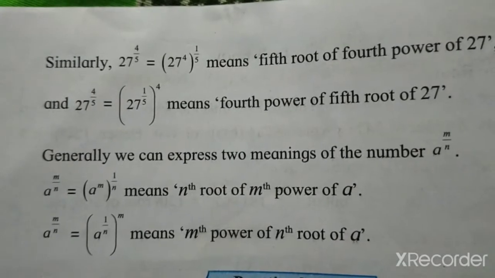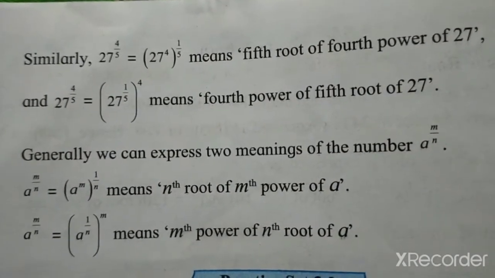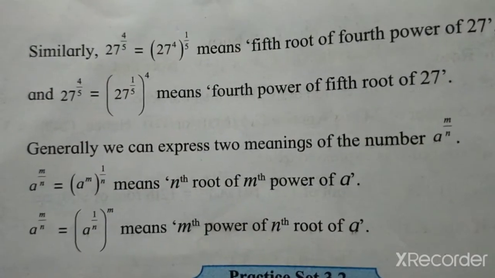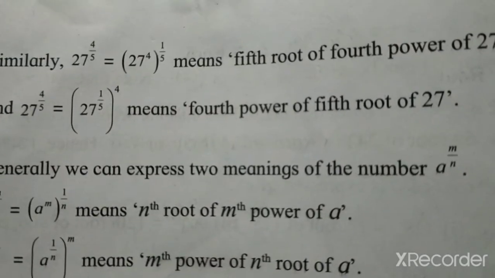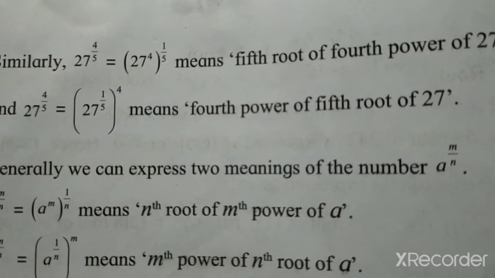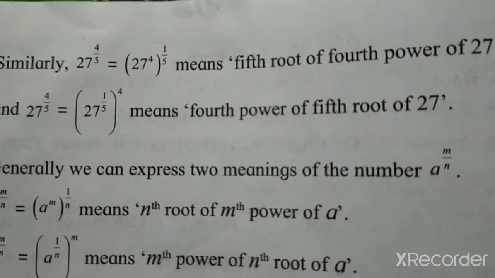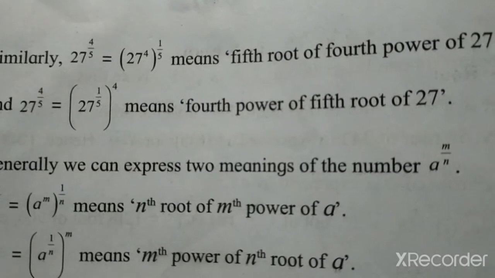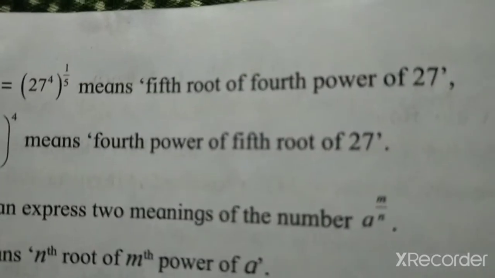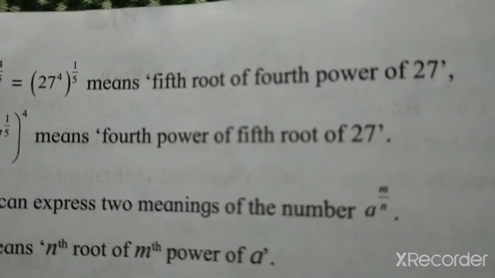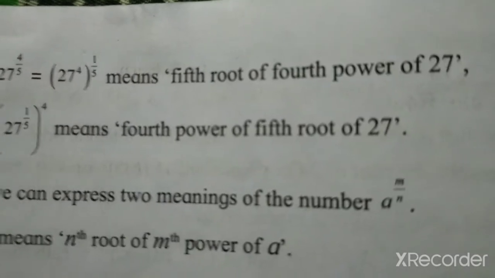Now in a similar way, we can write 27 raised to the power 4 by 5. In two ways we can write it: 27 raised to the power 4, raised to the power 1 by 5. It means we read it as the fifth root of the 4th power of 27. See here, the fifth root of the 4th power of 27.